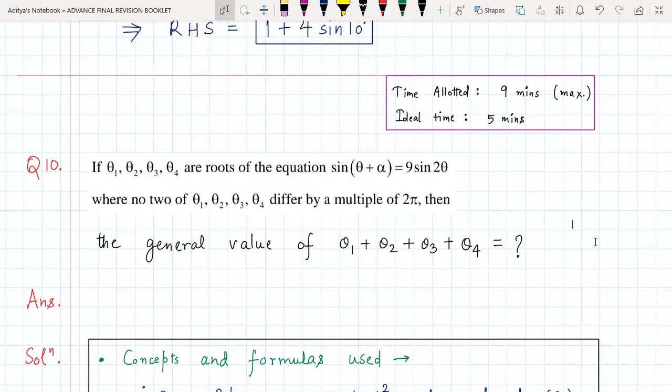the given equation, sine of (theta plus alpha) is equal to 9 sine 2 theta, where no two of the thetas, theta 1, theta 2, theta 3, theta 4 differ by a multiple of 2 pi, then the general value of theta 1 plus theta 2 plus theta 3 plus theta 4 would be equal to how much?